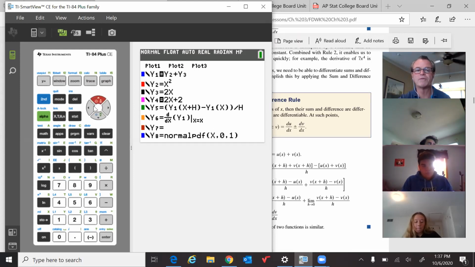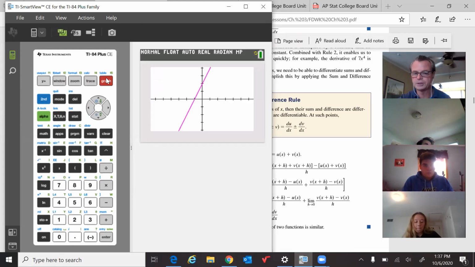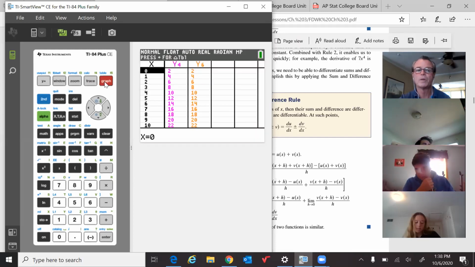So I want to do the derivative of the sum. So I think the derivative of y1 is 2x plus 2. I turn on y6, go to the table, and the table agrees. Okay, that's what's in your book on page 117.